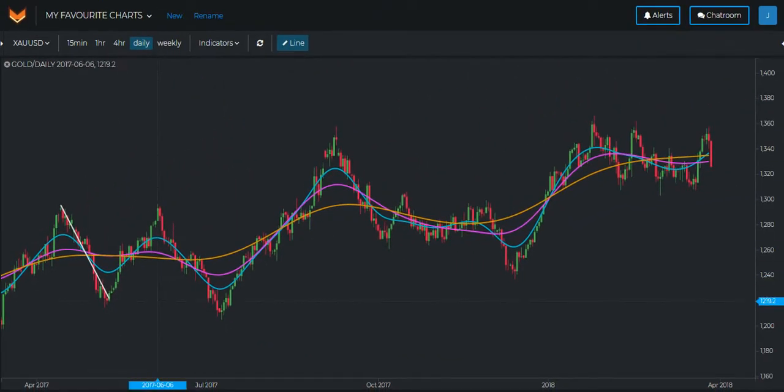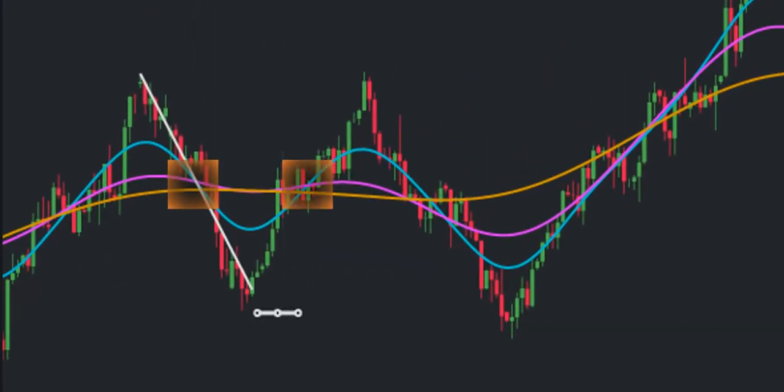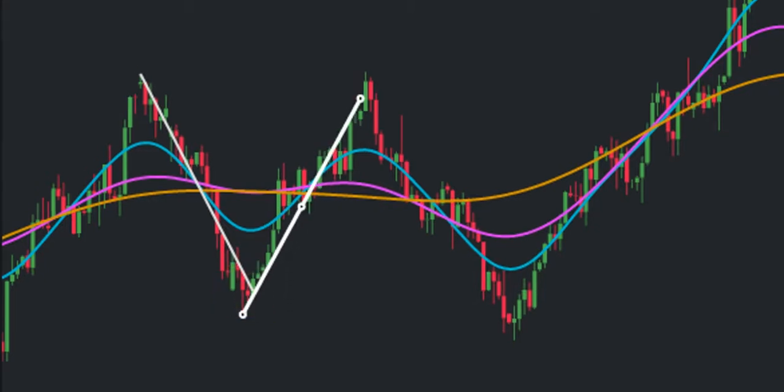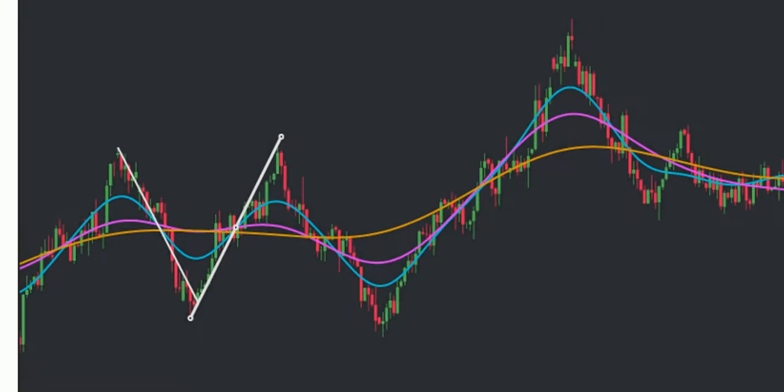Let's take another line now and repeat the process. The lowest point between this crossover here and this crossover here was this point shown here. Drop the line on this point, and then once again we're going to drag the line upwards so that the center point sits on the crossover between the blue and purple lines shown here.